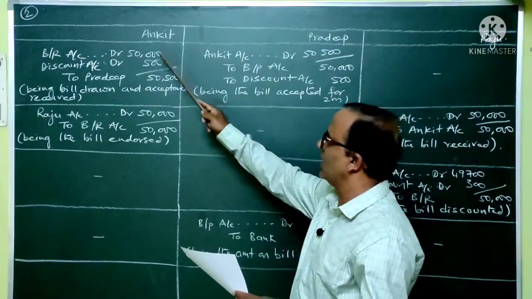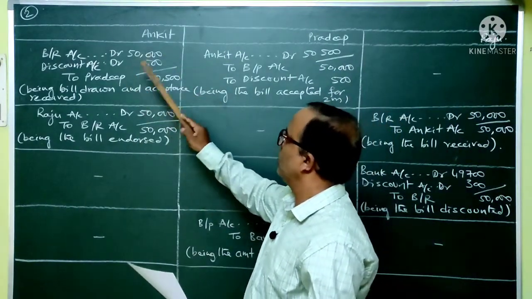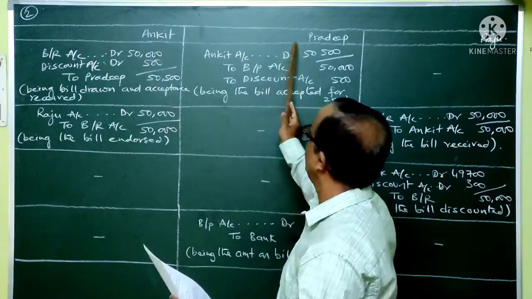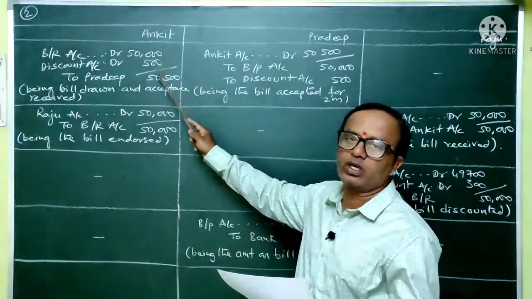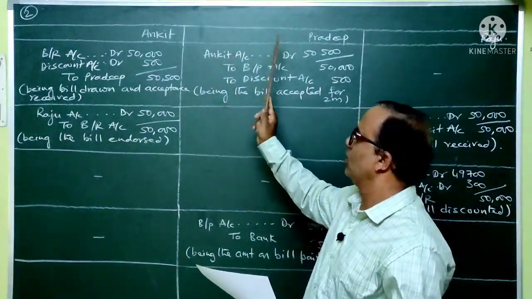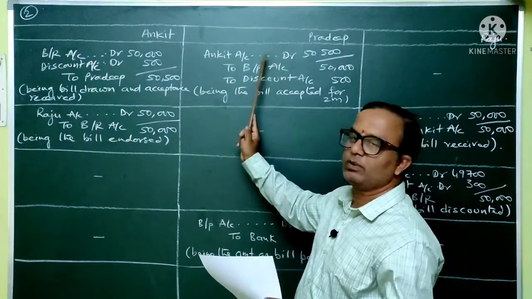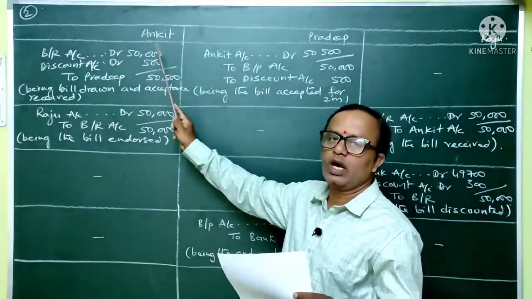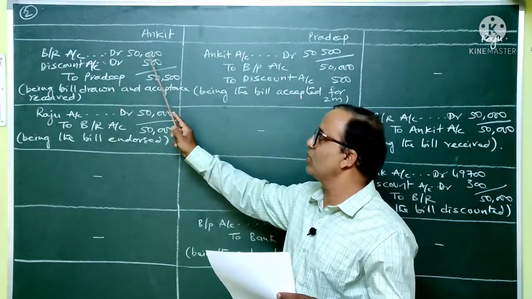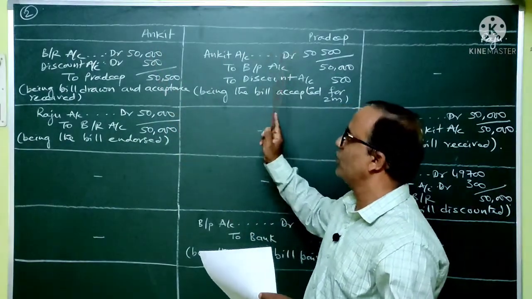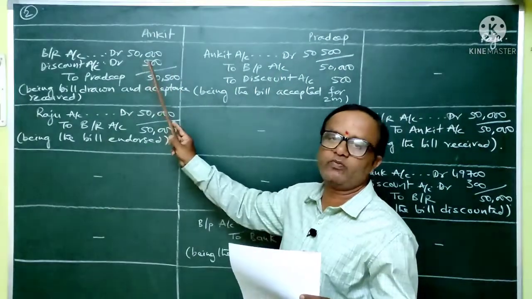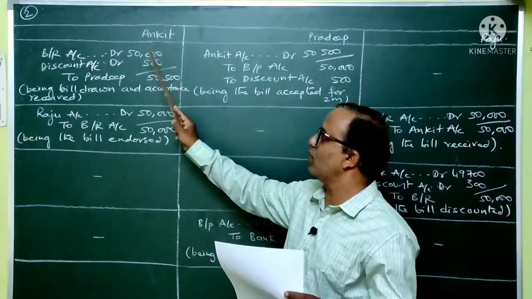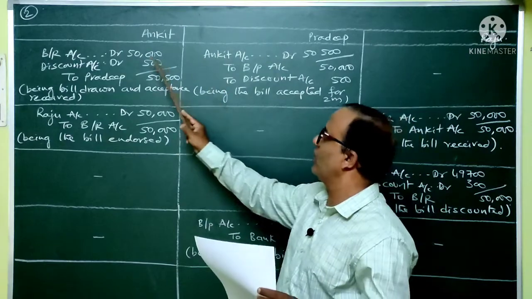So first let's take Ankit here. In other words, Pradeep owes some 50,500 to Ankit. For that, after obtaining a discount of 500, he has accepted one bill drawn on him by Ankit. That means from Ankit's point of view, Ankit is the drawer. He is supposed to receive 50,500 from Pradeep. So for that purpose, after allowing him 500 rupees discount, he has drawn a bill on Pradeep for 50,000.